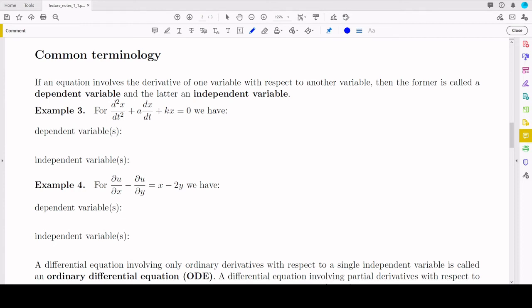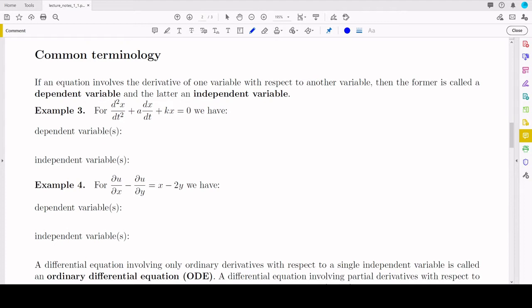Let's talk about some common terminology to classify differential equations. In this class, you'll learn about several methods to solve differential equations, but some types of differential equations need different methods than other differential equations. So with this terminology, we'll be able to classify some of these differential equations.